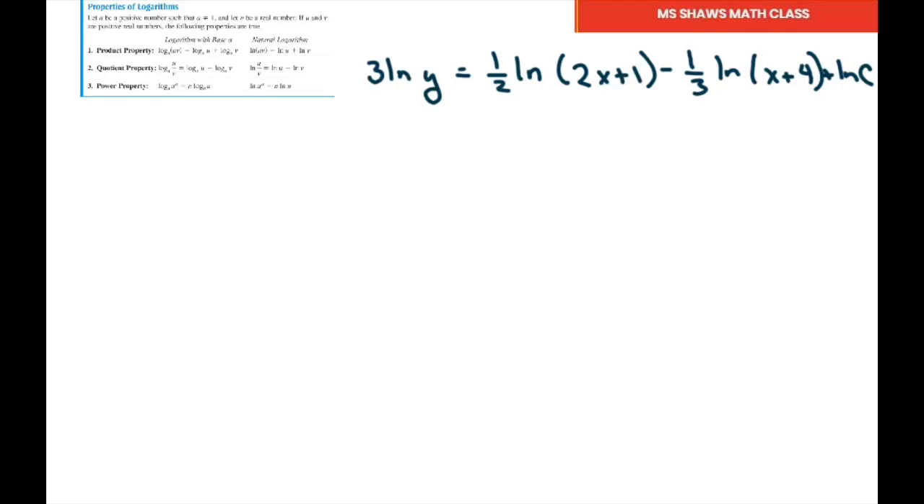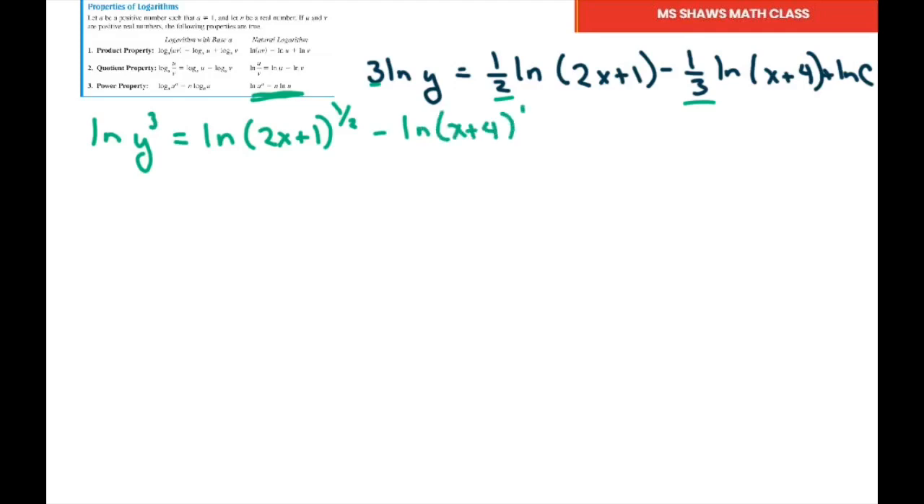And the first thing I'm going to do is use my power property here. So I'm going to write ln of y cubed equals ln of 2x plus 1 to the 1/2 minus ln of x plus 4 to the 1/3 plus ln c.